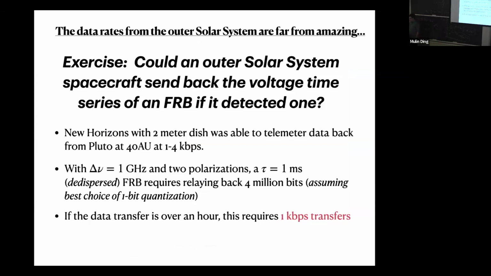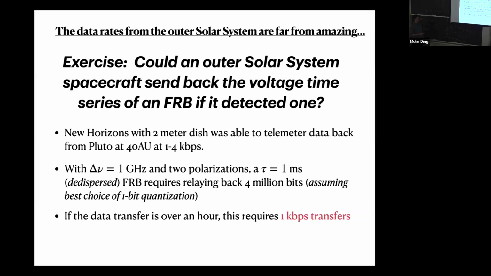Okay, so let's say we're detecting FRBs with an instrument that's far out in the solar system. Unfortunately, the data rates for getting things back are not the most amazing for outer solar system probes. So could we even get the data back? As an example, the New Horizons spacecraft, at 40 AU, had a 2-meter dish, and its standard rates for transmission back to Earth were 1 to 4 kilobits per second.